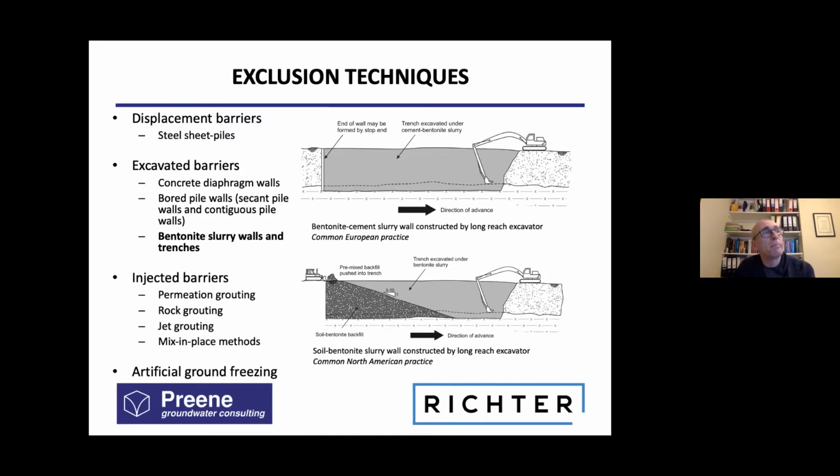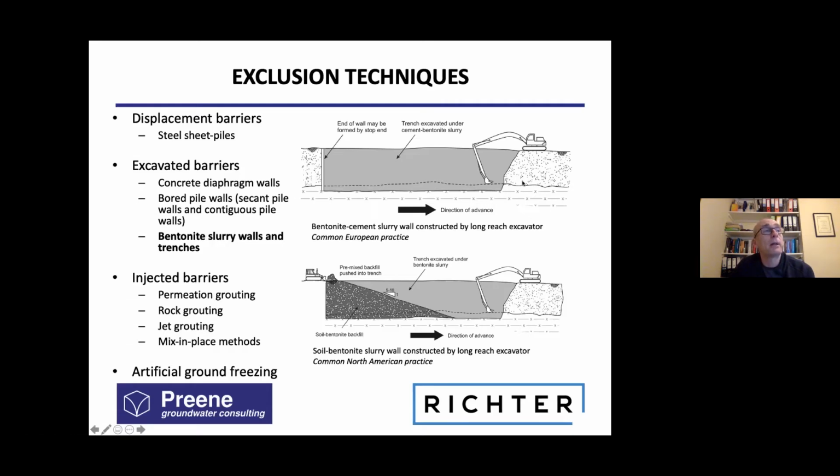Still talking about excavated barriers, a related approach is the bentonite slurry wall or bentonite slurry trench. In this case, we actually do excavate the trench in one continuous operation, and we don't replace the bentonite with concrete. What we do is we either add some cement to the bentonite to make the bentonite go slightly hard, or we make a mixture of bentonite and soil, and we create a low permeability barrier in that way.